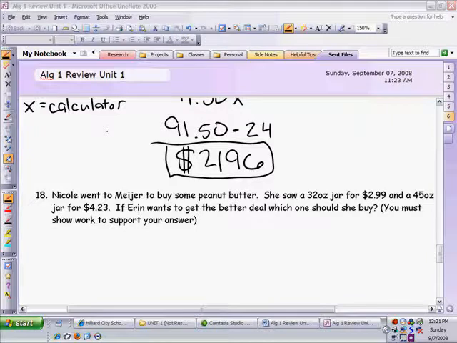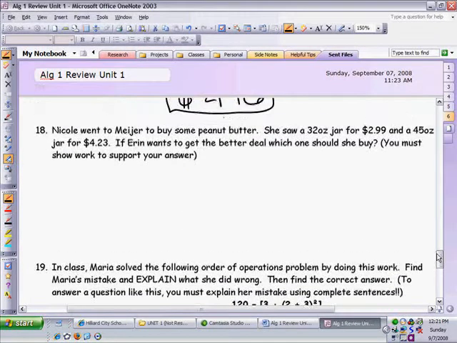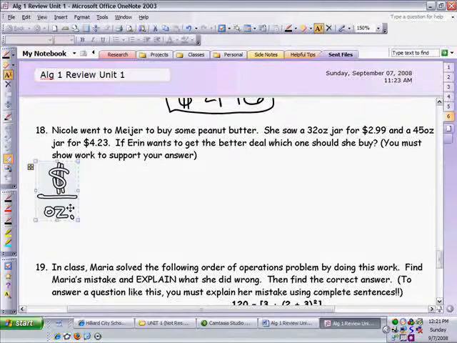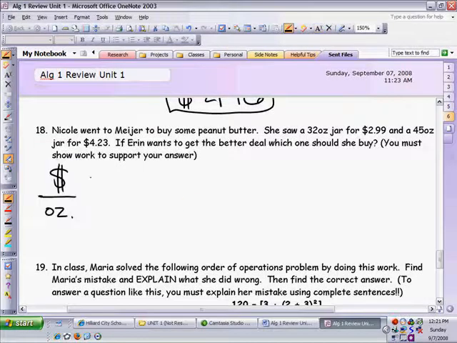As I was saying, Nicole went to Meijer to buy some peanut butter. She saw a 32-ounce jar for $2.99 and a 45-ounce jar for $4.23. If Erin wants to get the better deal, which one should she buy? And of course, you must show work to support your answer. So basically what we want to figure out here on this problem is what is the price per ounce, and then compare them. So that's exactly how we're going to set up this.